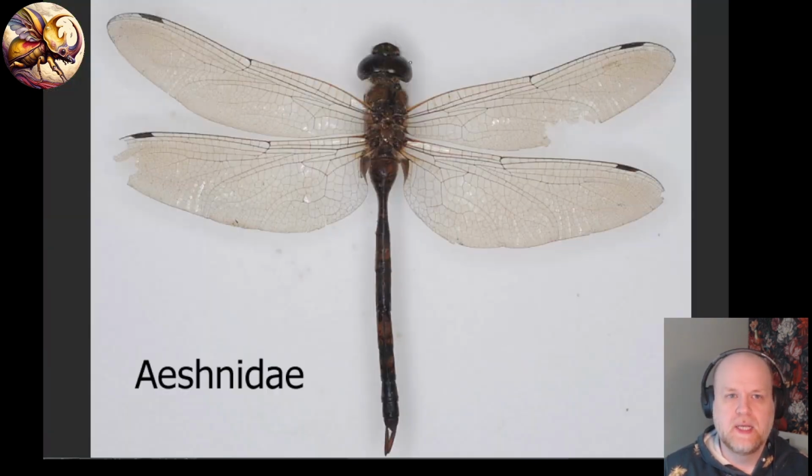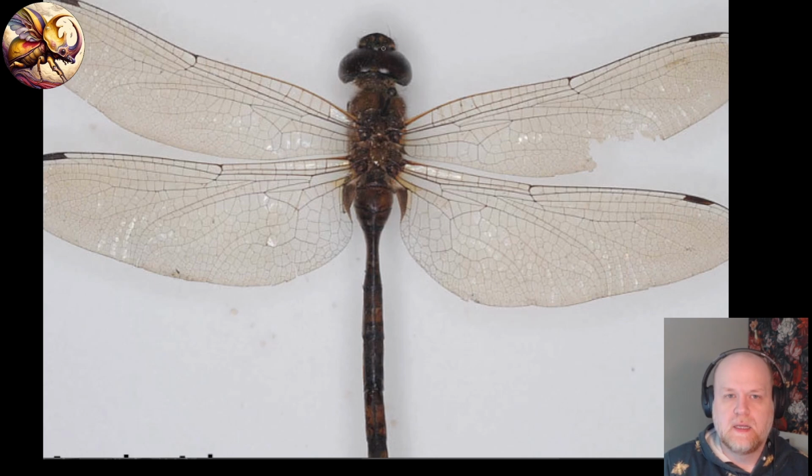This is another Aeshnid, and you can see again the large compound eyes touch, and they have these large triangle collections of wing cells pointed in the same direction and roughly the same size. So definitely an Aeshnid. Very easy to identify, as in very direct characteristics. You're not going to necessarily confuse this with anything else. But yeah, 41 species and 13 genera in the U.S. And they're found all over basically every state.